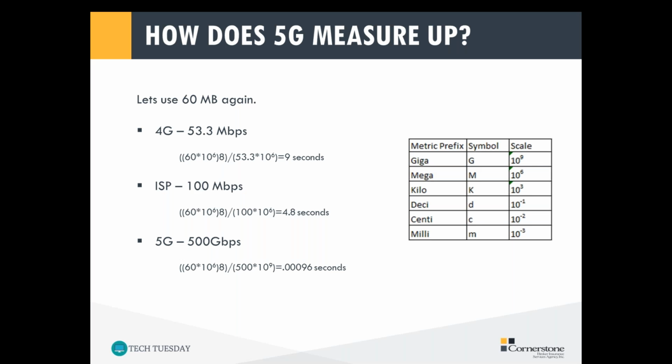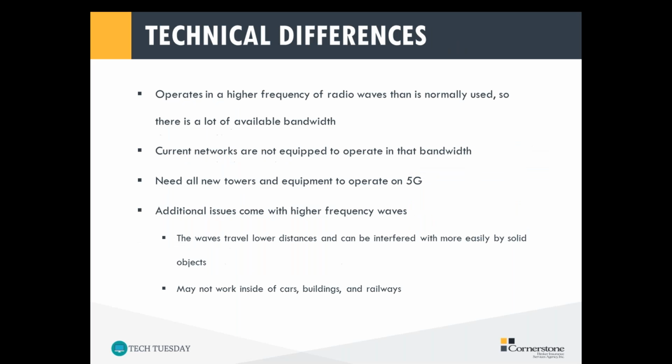That's really the goal of 5G, and that's why it's going to take a very long time to hit. Like I said before, because of these goalposts, there are a number of technical differences in the way that it operates. 5G operates in a higher radio wave frequency than is normally used. This means that the waves travel faster overall between their crests and their troughs, the top and bottom part of the wave.